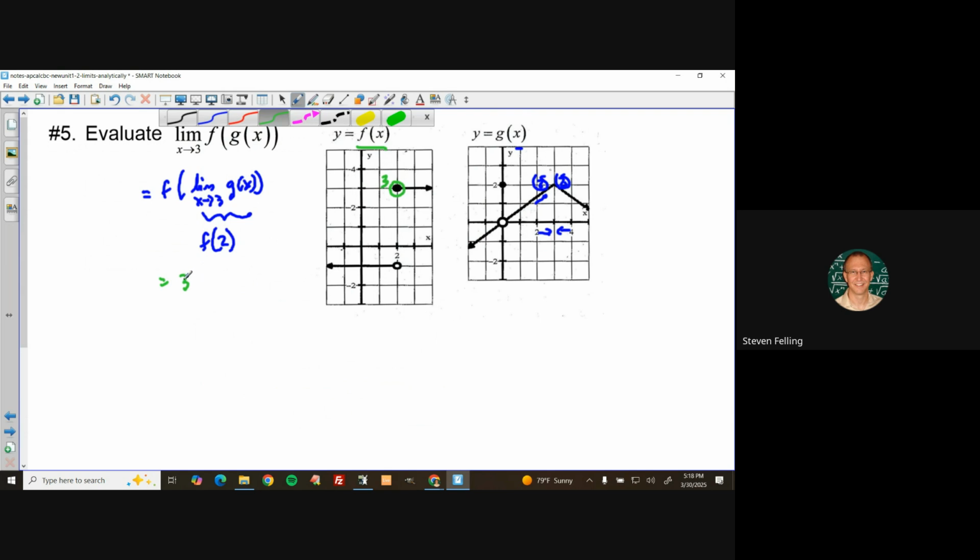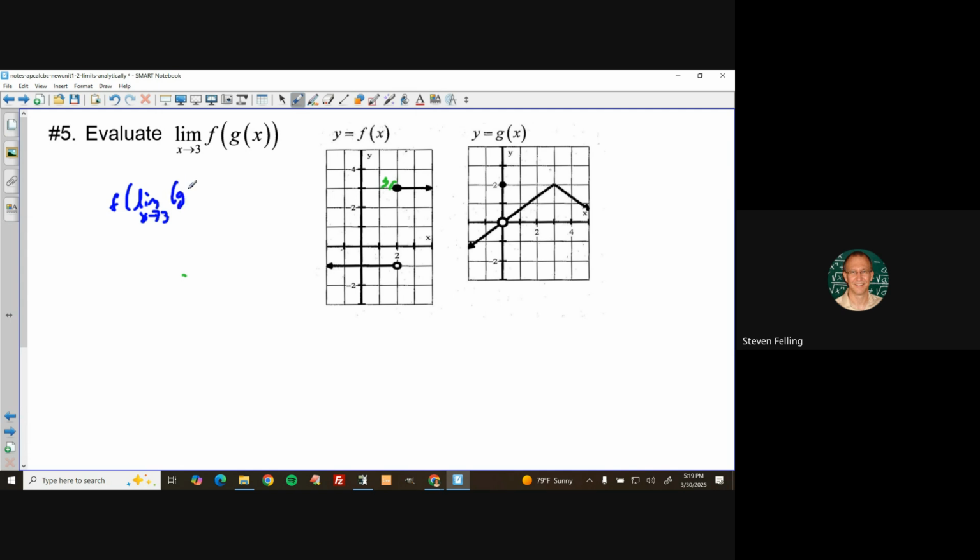I think we've got to be a little more precise. Let's take a closer look. I'm looking at my notes and I'm seeing something a little bit different here. Yeah, let's be a little more precise here. All right, so let's go back to where we originally said here. We have f of the limit as x approaches 3 of g of x.